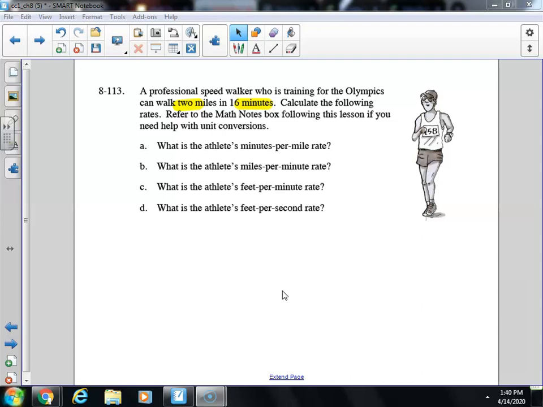Now letter D says, how many feet are in 1 second? So we still know, from up here, that we can replace 1 minute's distance with 660 feet. And instead of 1 minute, we can translate that into 60 seconds. So 660 divided by 60 is going to be 11 feet for every 1 second.